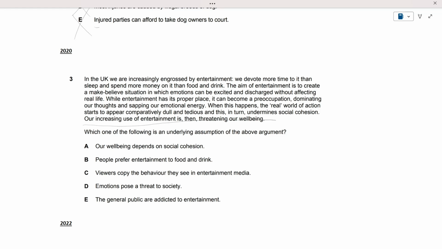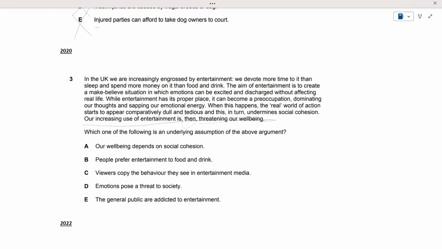There's your conclusion. Let's see what the assumption is. A. Our well-being depends on social cohesion. Well, this is interesting because it says the real world of action starts to appear comparatively dull and tedious, and this undermines social cohesion. So what it's actually done is it's gone from talking about us undermining social cohesion, therefore this threatens our well-being.